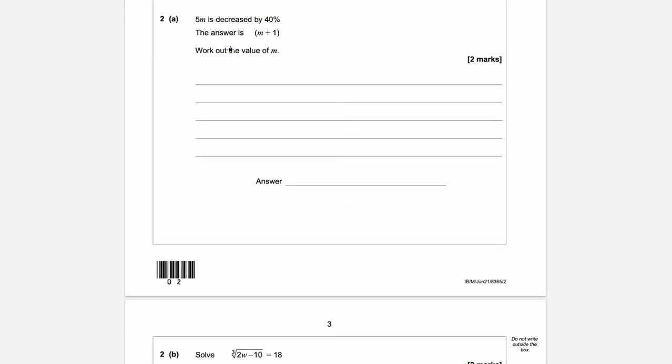A. 5m is decreased by 40%. The answer is this. Work out the value of m. Okay, so if you decrease by 40%, you multiply by 0.6 because it's like getting 60%. So 5m times 0.6 is equal to m plus 1. Work out the value of m.